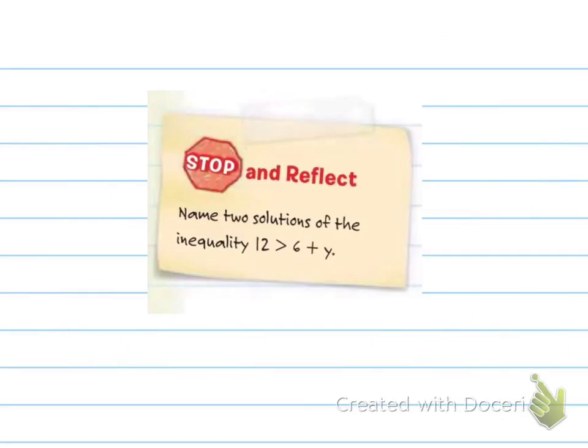All right, so it says name 2 solutions of the inequality 12 is greater than 6 plus y. So there's a lot of possibilities out there. I'd like for you to think up 2 different values for y that would work with this inequality. So the way to figure this out is that we know that 6 plus y needs to be less than 12. This 12 is the big number. That's the one the alligator is eating. And this is what it's pooping out, our 6 plus y. So I need 6 plus y to be less than 12.